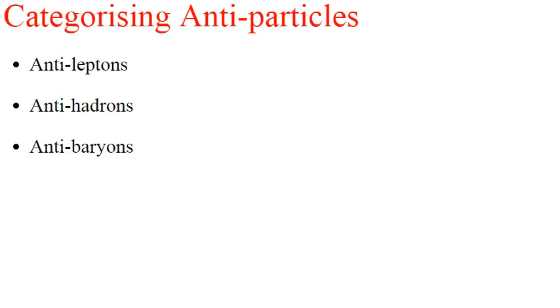However, we don't really have antimesons. This is because antimesons are actually still called mesons, or anti-gauge bosons, since these are still called gauge bosons.